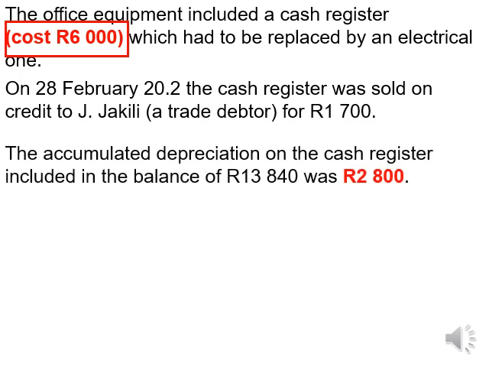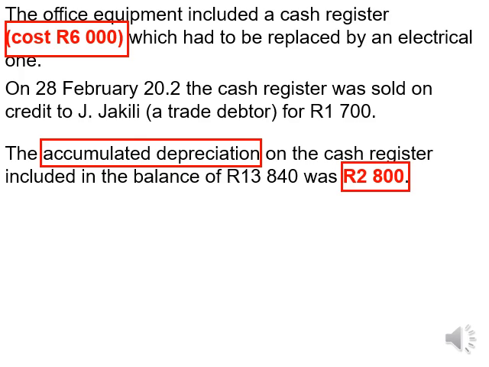The accumulated depreciation on the cash register included the balance of 13,840 was 2,800. So we have an asset that we have disposed of, which had a cost of 6,000 and accumulated depreciation of 2,800. It was sold on the 28th of February 2002, which is the end of the financial year. So the balance of 2,800 is part of the balance on the 1st of March. So we still have this asset for a whole year before we sold it, since the last time we have calculated depreciation.